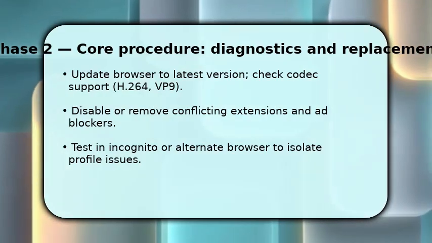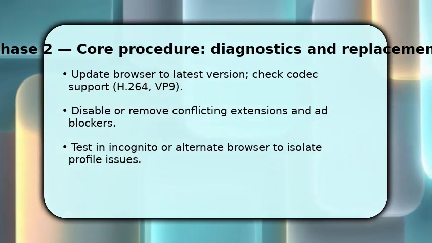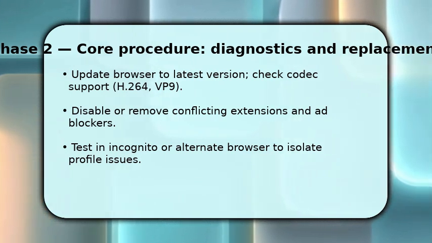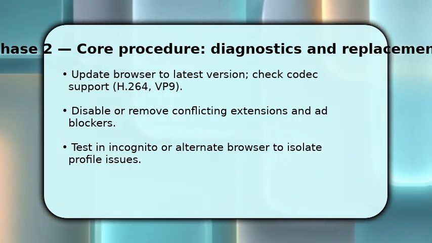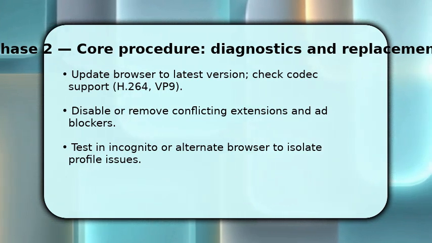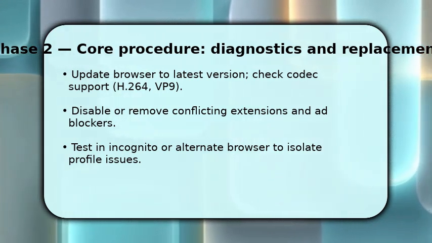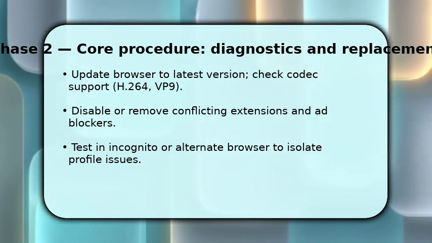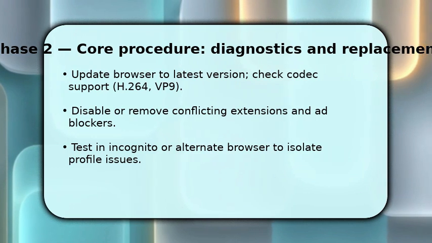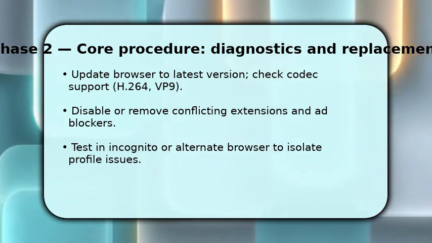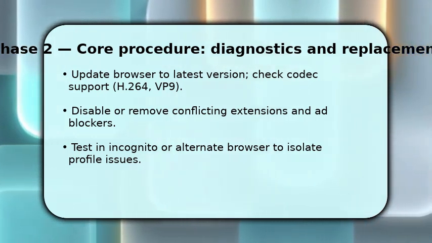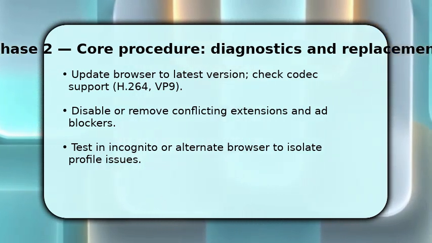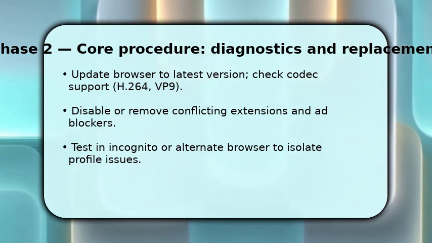Now, update your browser because missing codec updates or security changes can break playback. Modern players need H.264 or VP9 support. Then disable extensions and add blockers one at a time, since they inject scripts or block requests. After that, run the video in incognito or a different browser profile to isolate corrupted settings or cookies. If the video plays there, you know it's a profile or extension conflict. This method narrows the cause, so you don't change unrelated system settings.